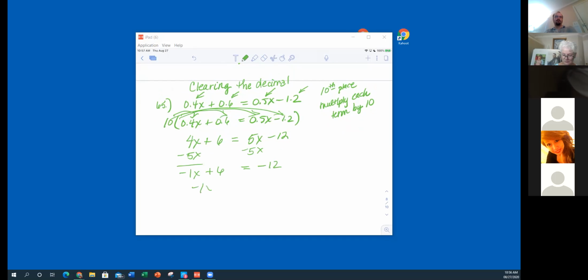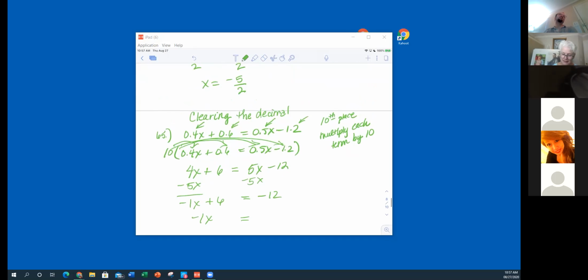So if it was in the hundreds place, you would multiply everything by 100. Absolutely right. That's such a good question. Let's say that instead of this problem being like this, and just pretend it had a 0.25 on there. This one you would have to multiply everything by 100. So whatever the furthest place is, that's the number you multiply by. Does that make sense? All of them, right? Okay.